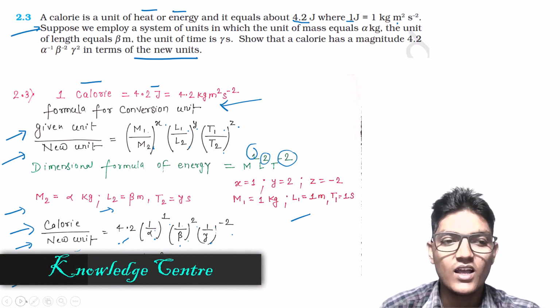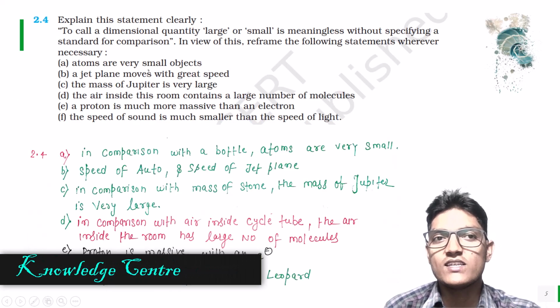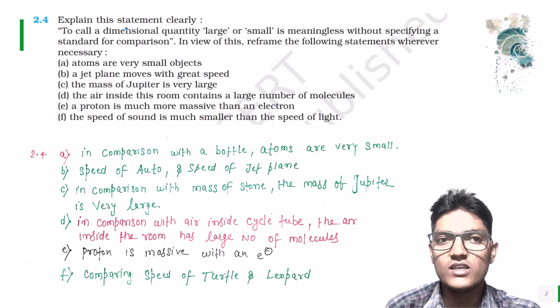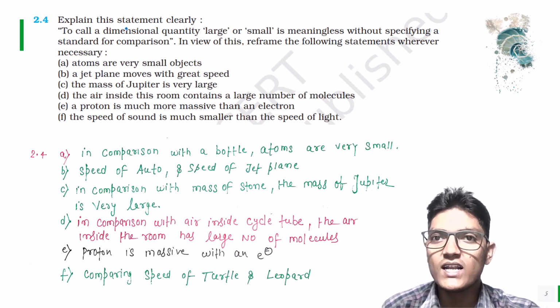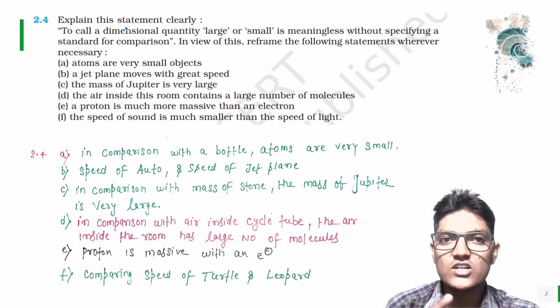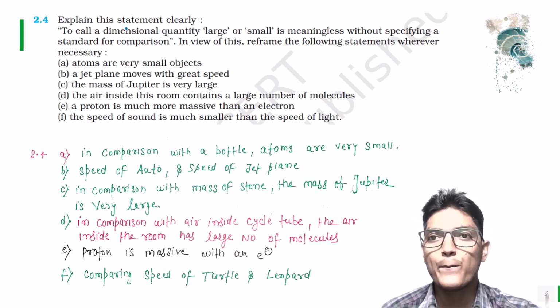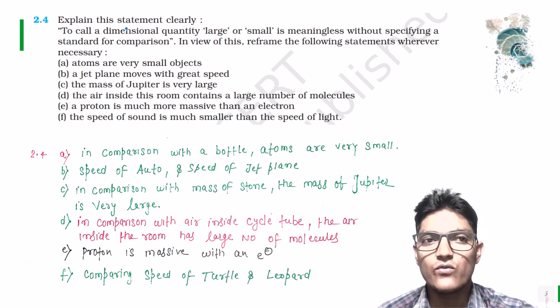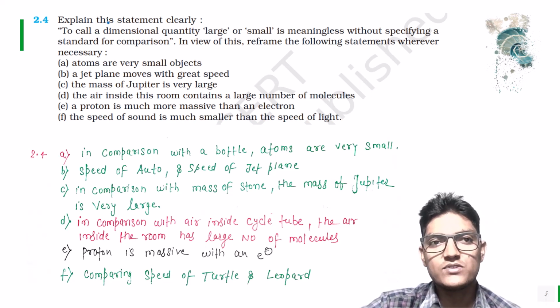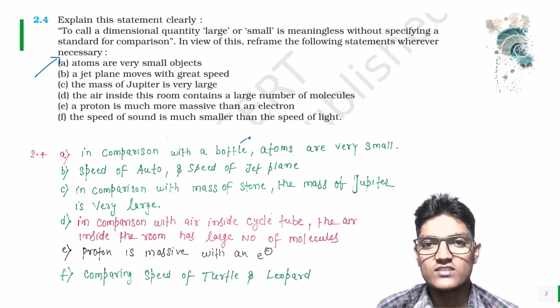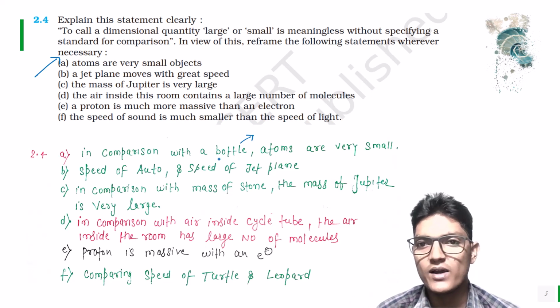Now next question है, explain this statement clearly. To call a dimensional quantity large or small, कि कोई भी हमारा dimensional quantity large या small है, is meaningless without specifying a standard for comparison. So कोई भी dimensional quantity वो बड़ा है या छोटा है, हम तब तक नहीं कह सकते जब तक कि हम उसे किसी से कंपेयर ना कर लें. In view of this, reframe the following statement wherever necessary. पहला है atoms are very small objects. इसे हम कंपेयर करते हैं in comparison with bottles. Atoms are very small, क्योंकि bottles में तो बहुत सारे हमारे atoms हो गए.